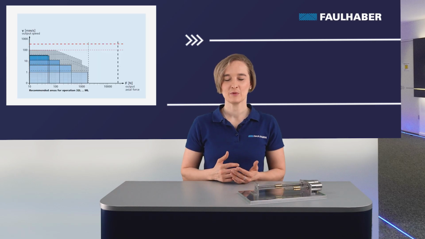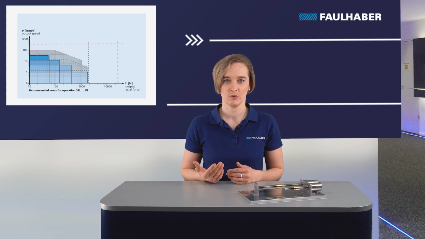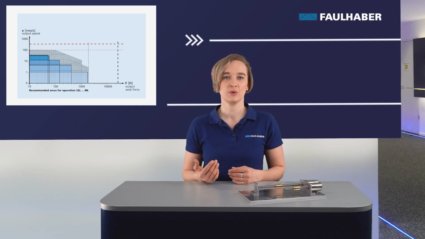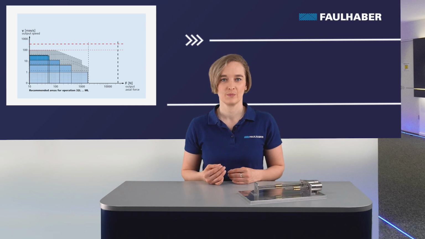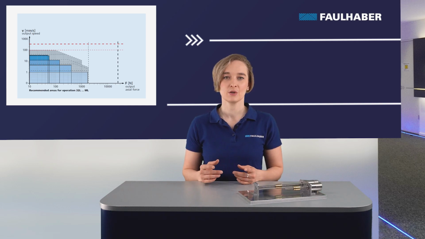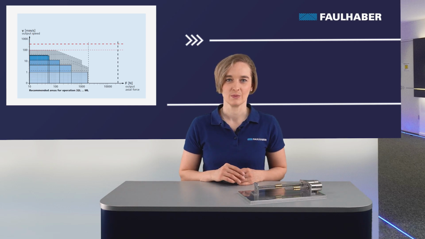Let's summarize. In the performance diagram, we can see the recommended speed and force for continuous operation, as well as the peak speed and force for intermittent operation. We found the buckling force and the critical speed for standard screw length, which must not be exceeded.